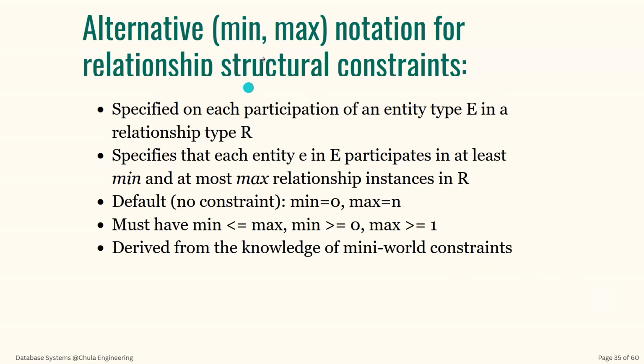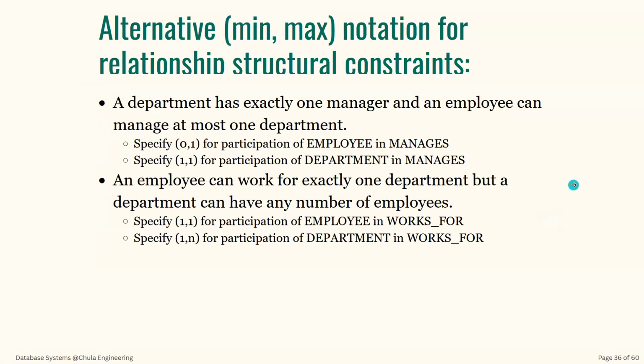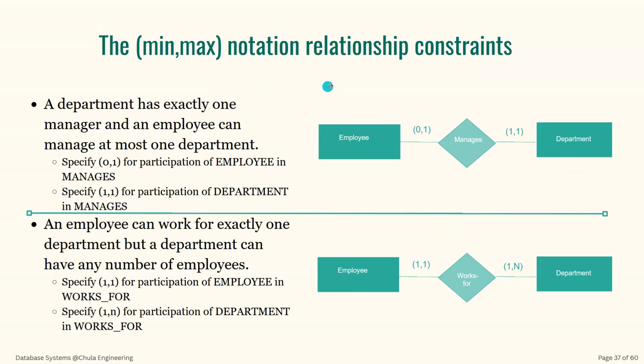Now, this is an alternative min-max notation, which actually means the same thing as total participation plus cardinality ratio, but we specify it differently. This is the alternative. Let's see what it means. It would specify on each participation of entity type, just like the one before, but instead of saying double line and one-to-many, many-to-one, we'll just say minimum and maximum. So it is called the min-max notation. Here, I'll show you how it is done.